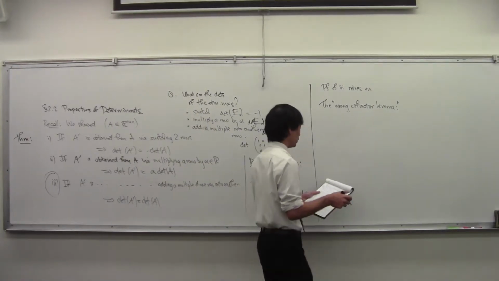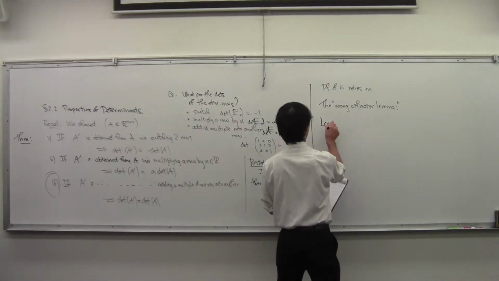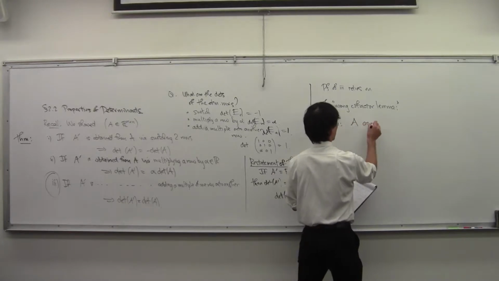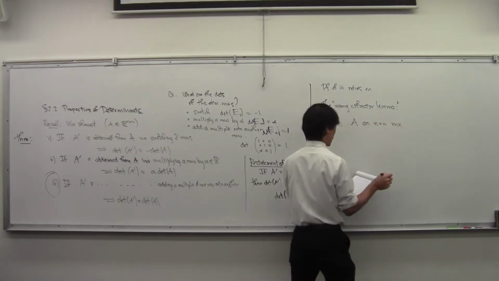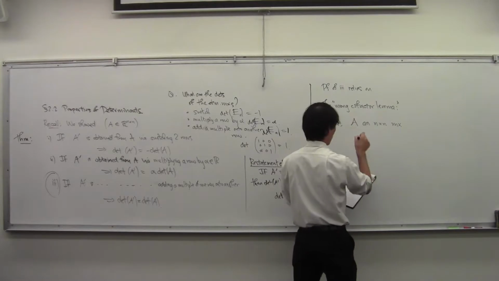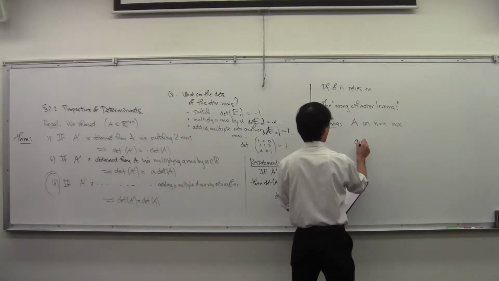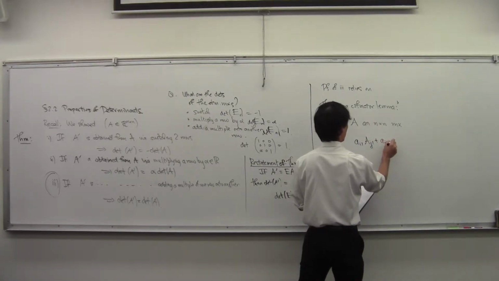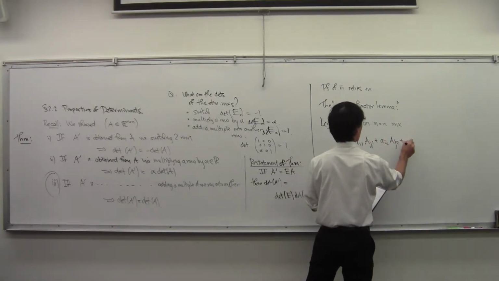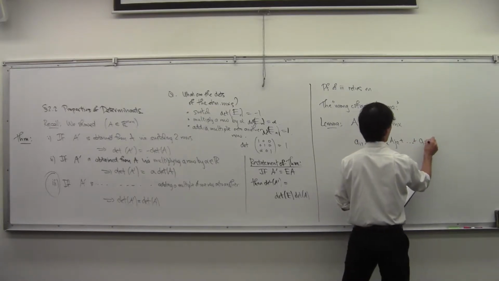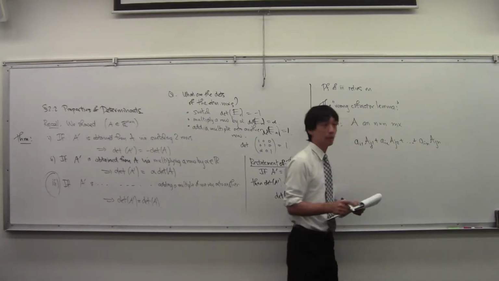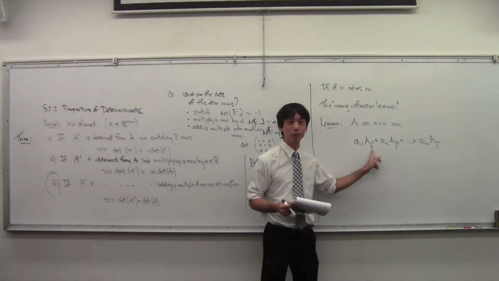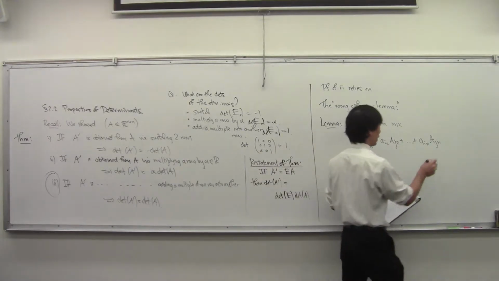Okay, and here it is. If you have an n by n matrix, and you consider a_i1 capital A_j1 plus a_i2 capital A_j2 plus ... a_in capital A_jn, where these guys are the entries and these guys are the cofactors, as always.